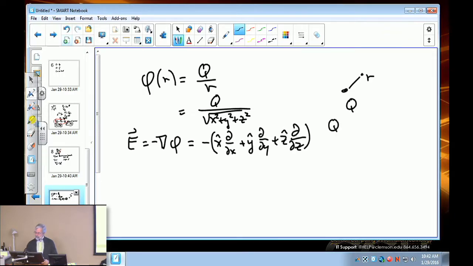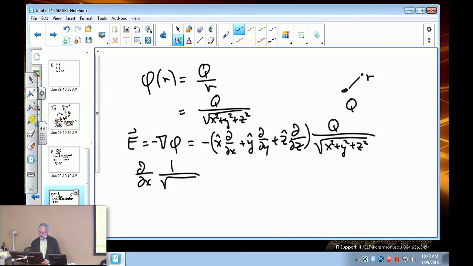Electrostatic potential. So we have the derivative with respect to x of this thing, kind of complicated looking. X, y, and z are treated as constants. They're not zero, but they're treated as constants.